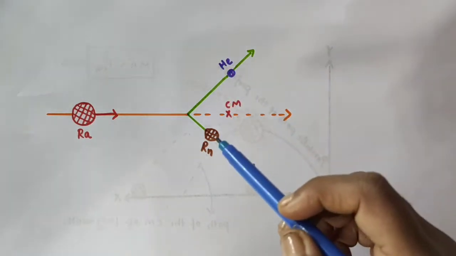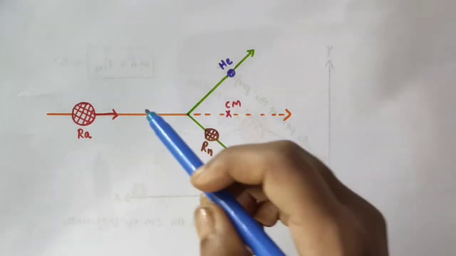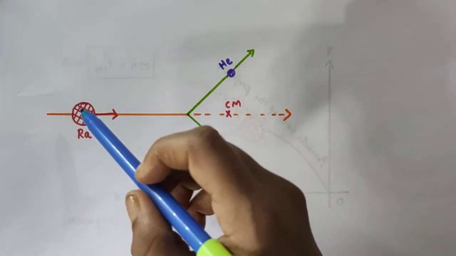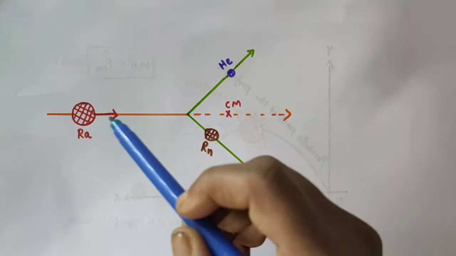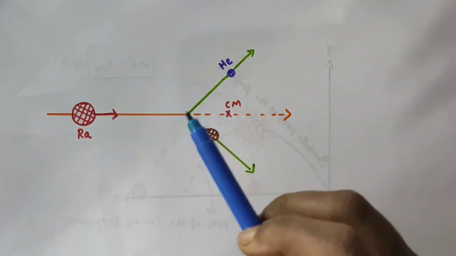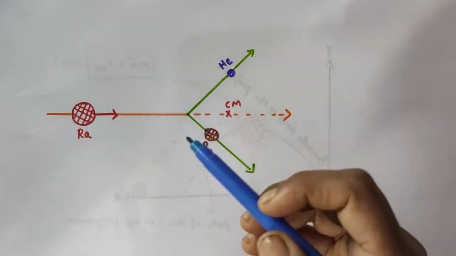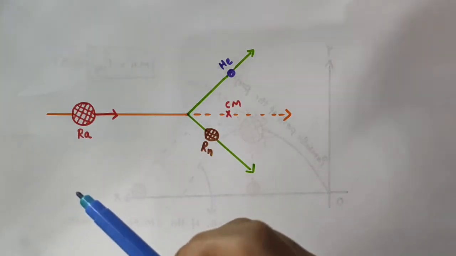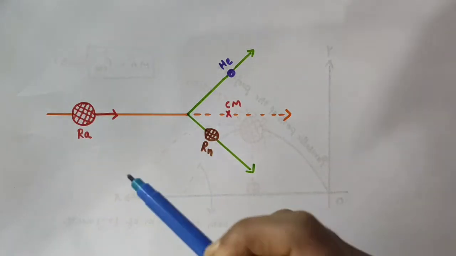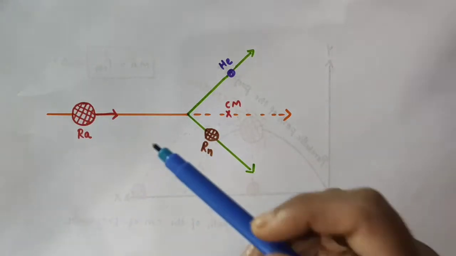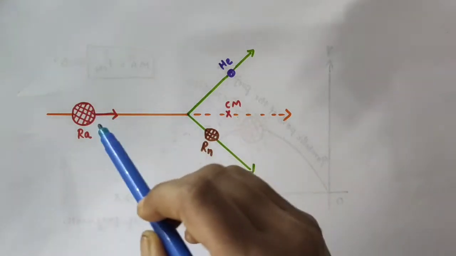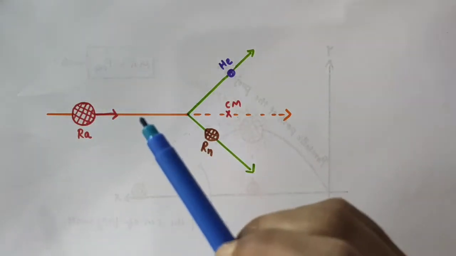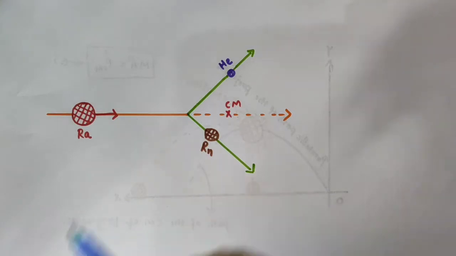We know that the forces which lead to the radioactive decay of radium are internal forces. The external forces on the system are negligible. When we discussed the motion of center of mass, I will provide the link in the description box if you want to watch that. We have seen that the internal forces contribute nothing to the motion of center of mass. Only the external force contributes to the motion of center of mass.